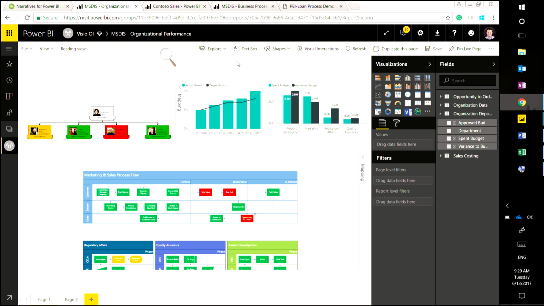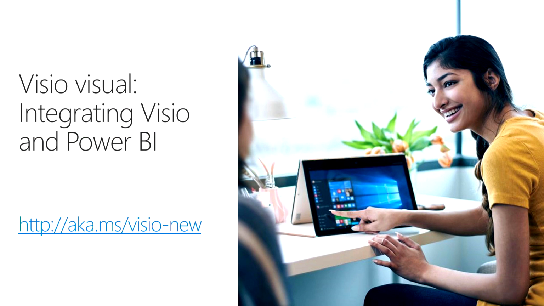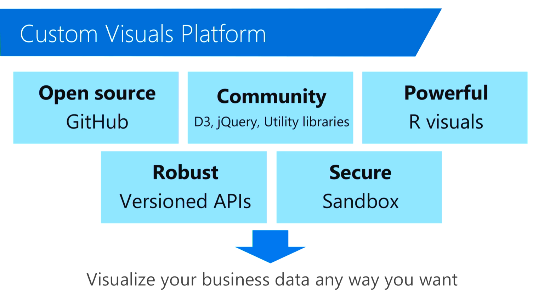Okay, so this is how the Visio team is using the Power BI capabilities and the custom visuals APIs. What's interesting about both these visuals, both Narrative Science as well as Visio, is they're just using the same APIs you all can use to build and deliver custom visualizations to your users. Okay. So great. Let's talk a little bit about the platform that we have for custom visuals.